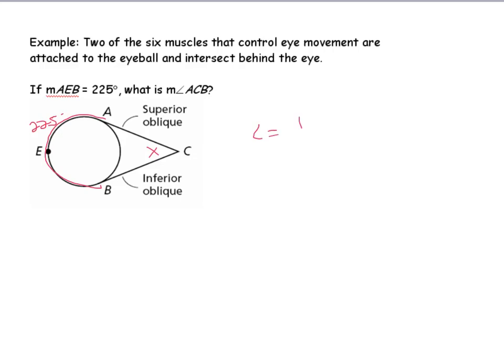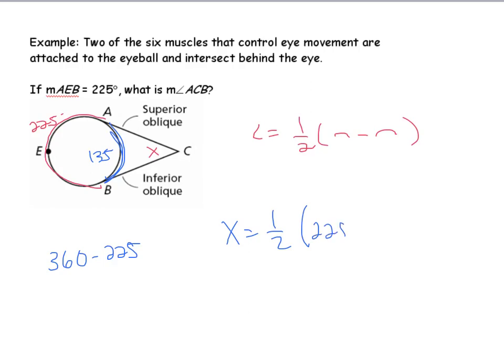That angle is going to equal 1/2 the difference of the arcs. The problem here is that we don't have this interior arc, okay? We do know, though, that this circle is 360 degrees. So if I take my 360 and I subtract my 225, it gives me that this interior arc is 135. So now that angle is going to equal 1/2 of 225 minus 135, which gives me 45 degrees.